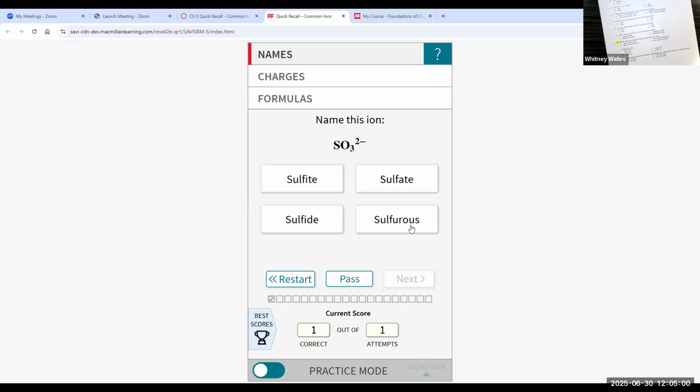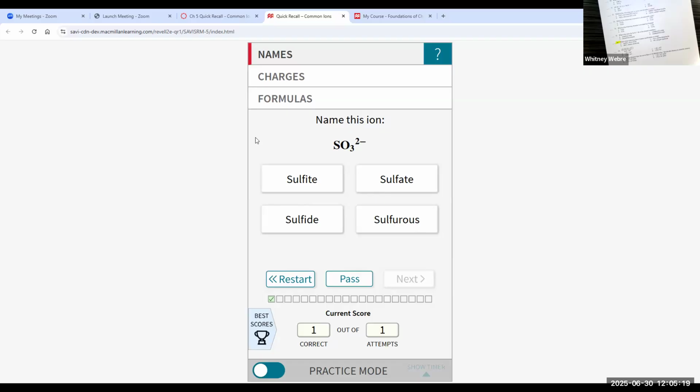I've never heard of sulfurous. It looks like they combine sulfur and phosphorus, so I don't think it's that, just based on everything I've seen. So the hard part is picking: is it sulfate or sulfite? What do y'all think?